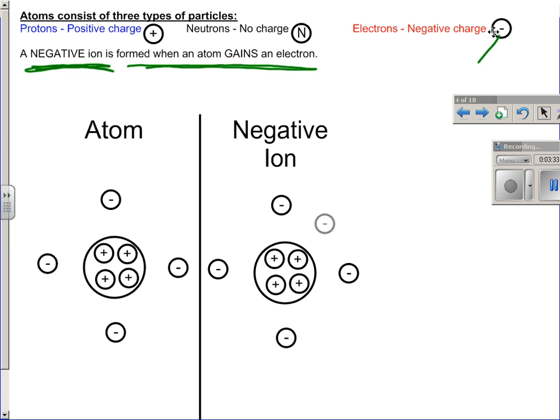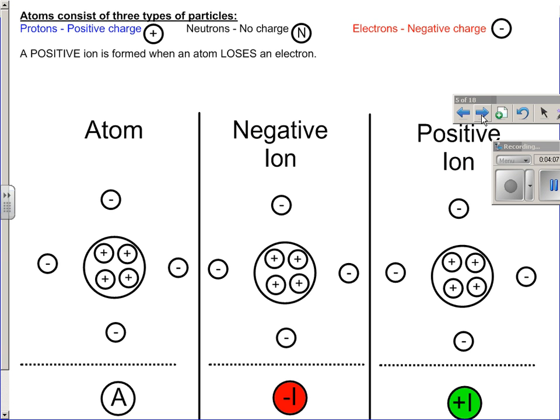gains an electron. Okay, now we have a negative ion, because we have 5 electrons, but only 4 protons. So you end up with a net charge of -1. All right, so that is how you get a negative ion, if somehow, and we'll talk about how this happens, an atom gains an electron, it becomes a negative ion.